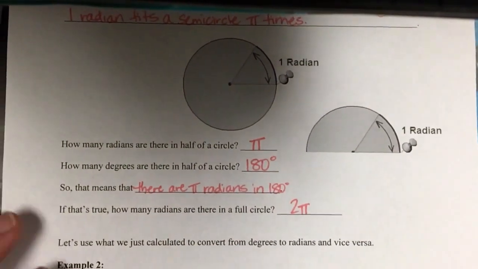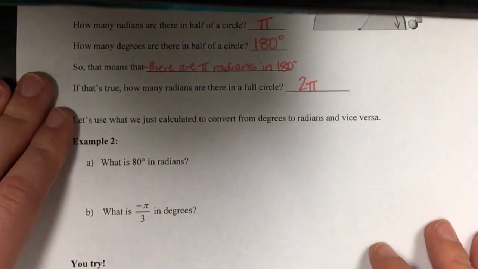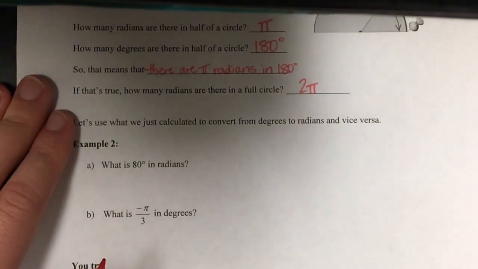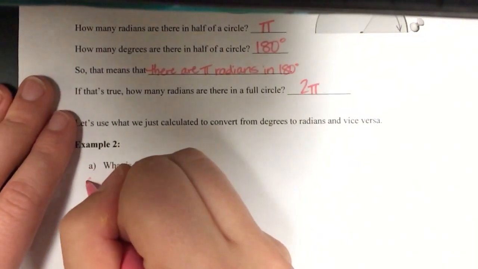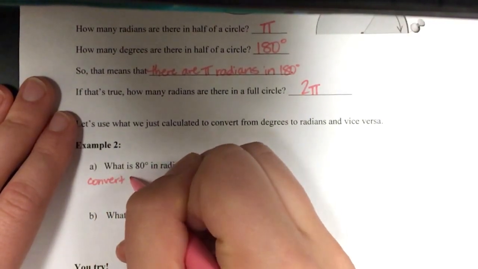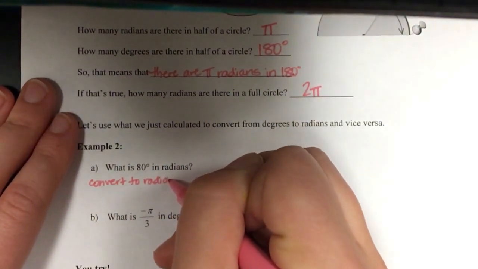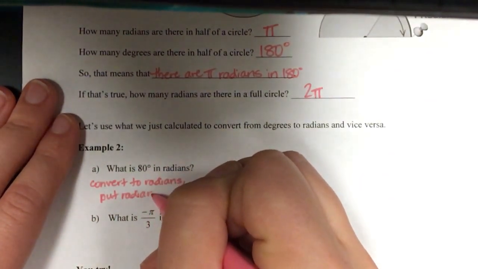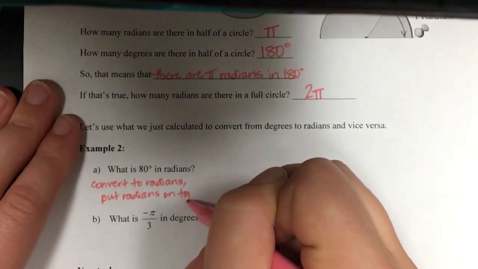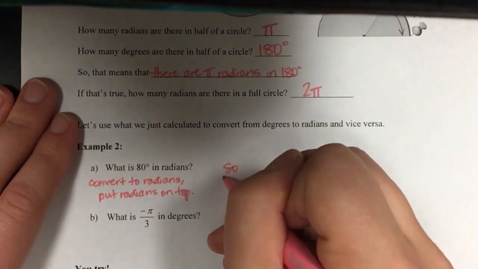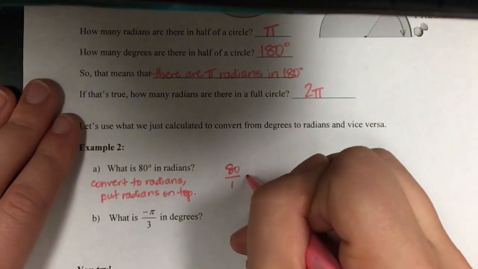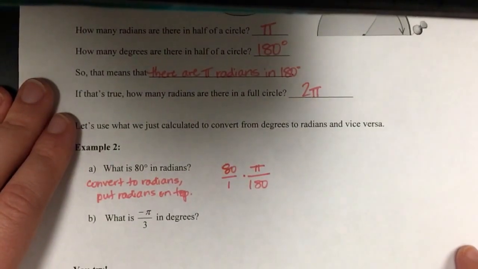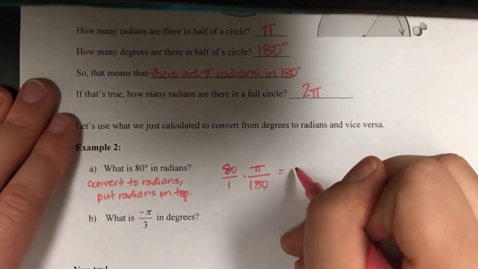To convert from degrees to radians and vice versa, if you are trying to figure out what 80 degrees is in radians, then we're going to multiply it by pi over 180. If we're converting to radians, we put radians on top, which means we put pi on top. So we take 80 over 1 and multiply it by pi radians over 180 degrees.